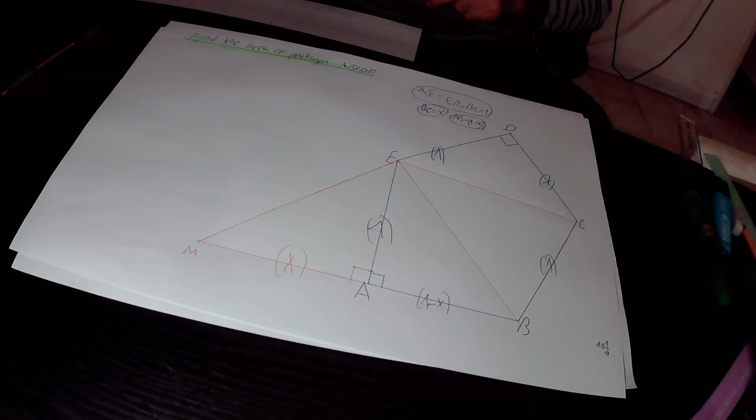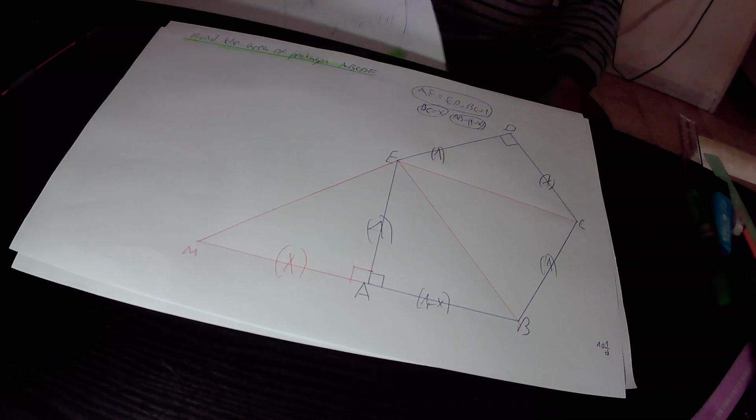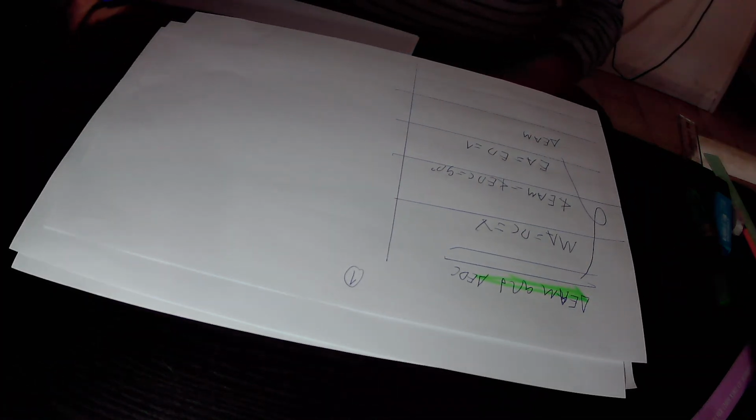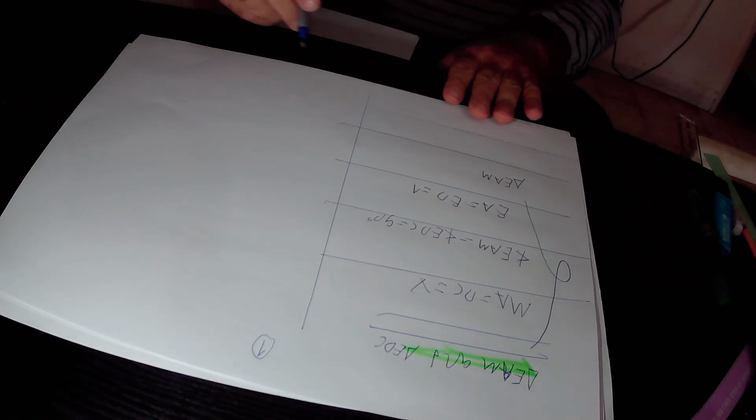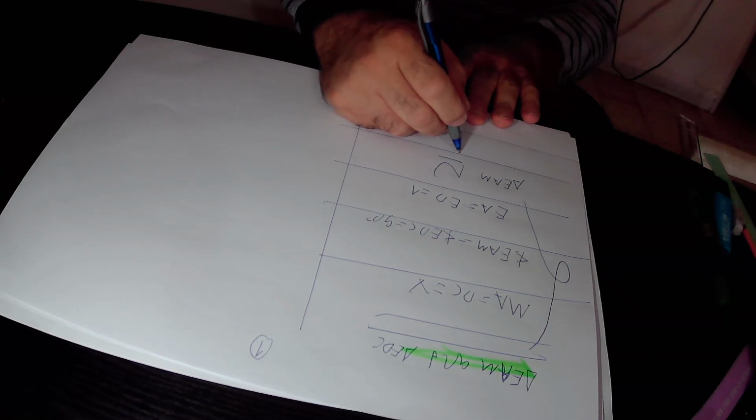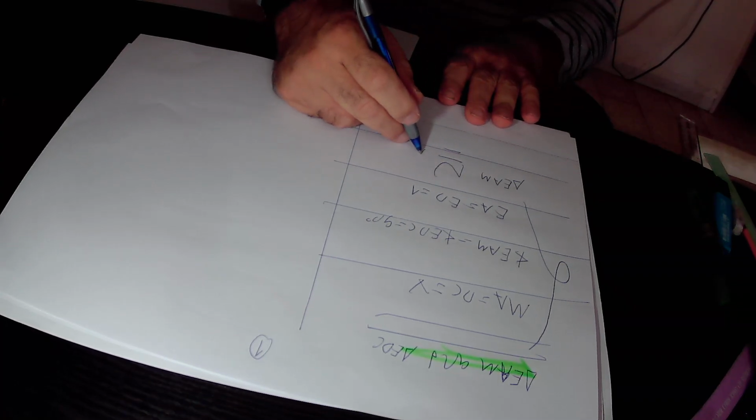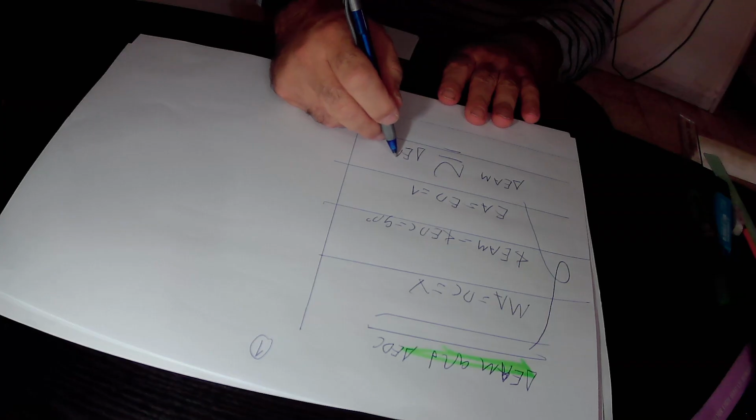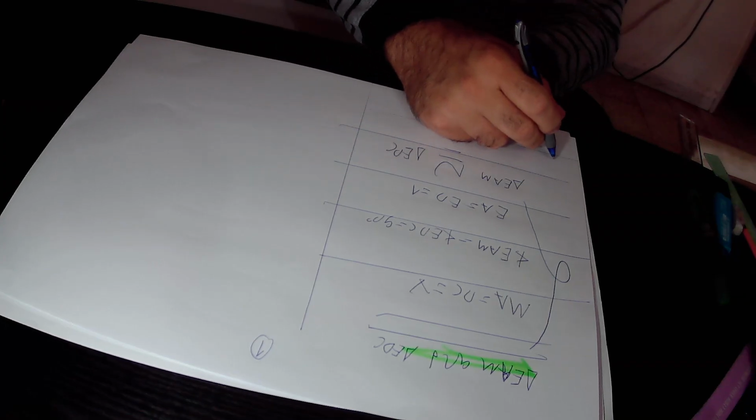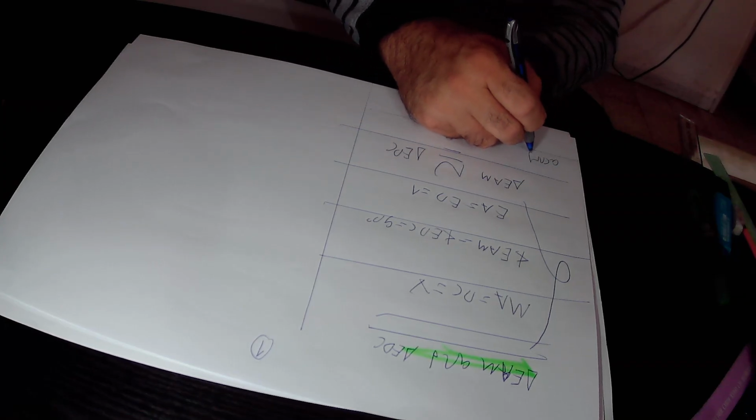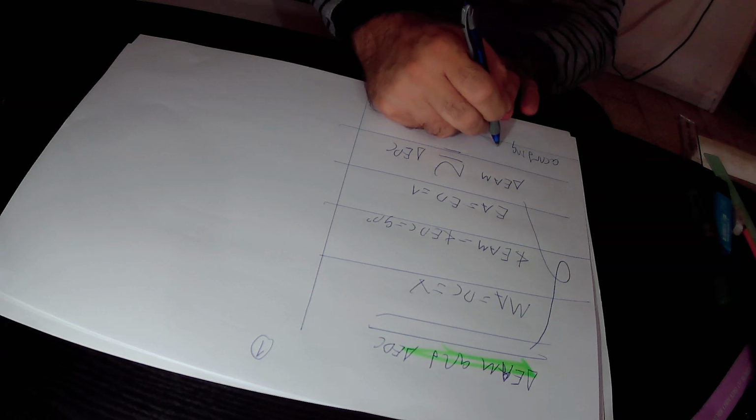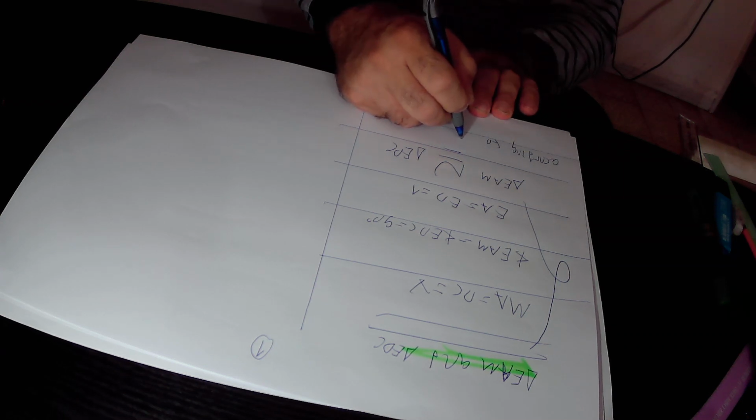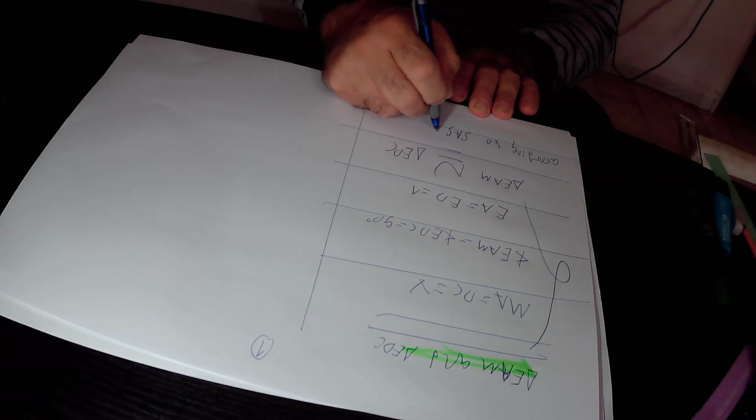So triangle EAM is congruent to the right triangle EDC according to the side-angle-side rule.